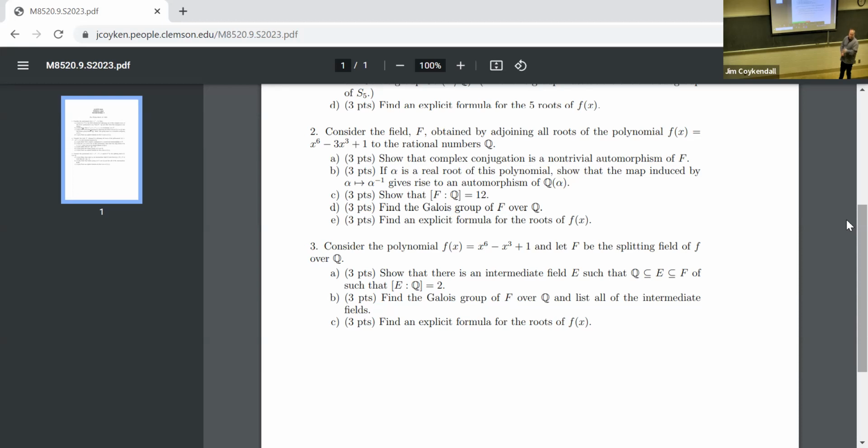And C, find an explicit formula for the roots. Notice the only difference between 2 and 3 is I just changed that coefficient and it changes things. Okay, any questions?